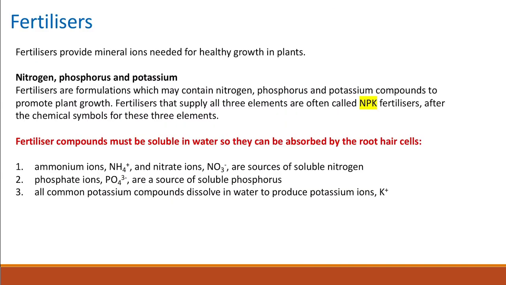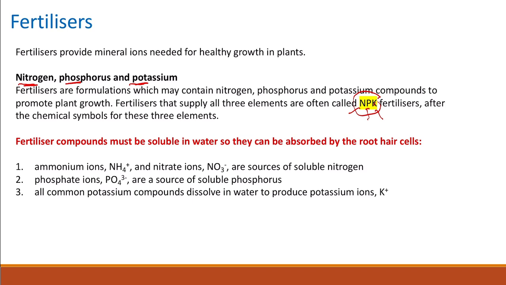Fertilizers are formulations that will provide mineral ions needed for the healthy growth of plants. The most important type of fertilizer are those which contain nitrogen, phosphorus, and potassium. They are called NPK fertilizers: N for nitrogen, P for phosphorus, K for potassium. These fertilizers have to be soluble in water so they can be taken up by the plants. So we need these three elements to be in the form of soluble salts.